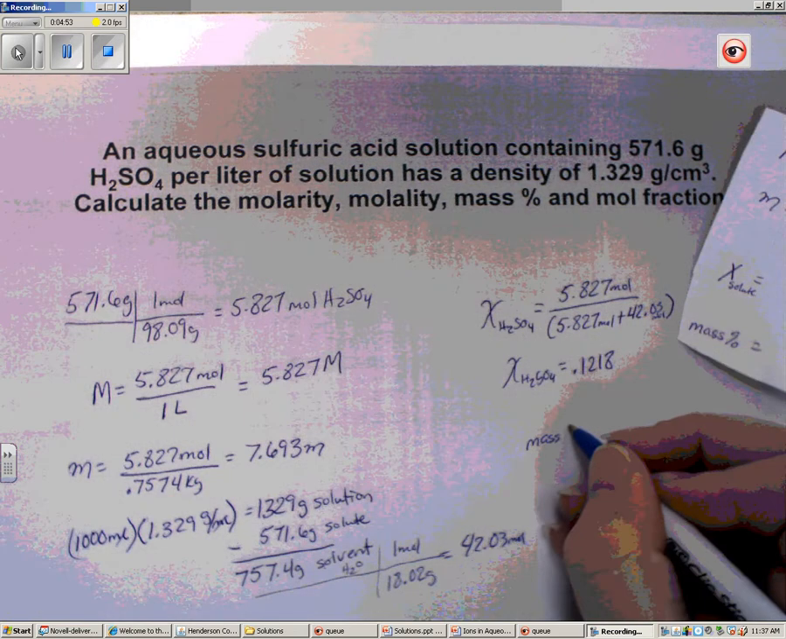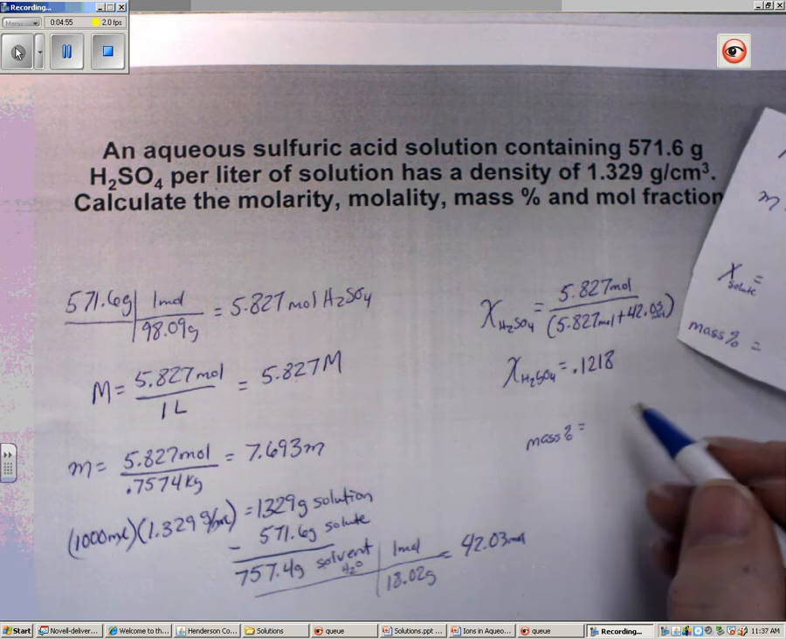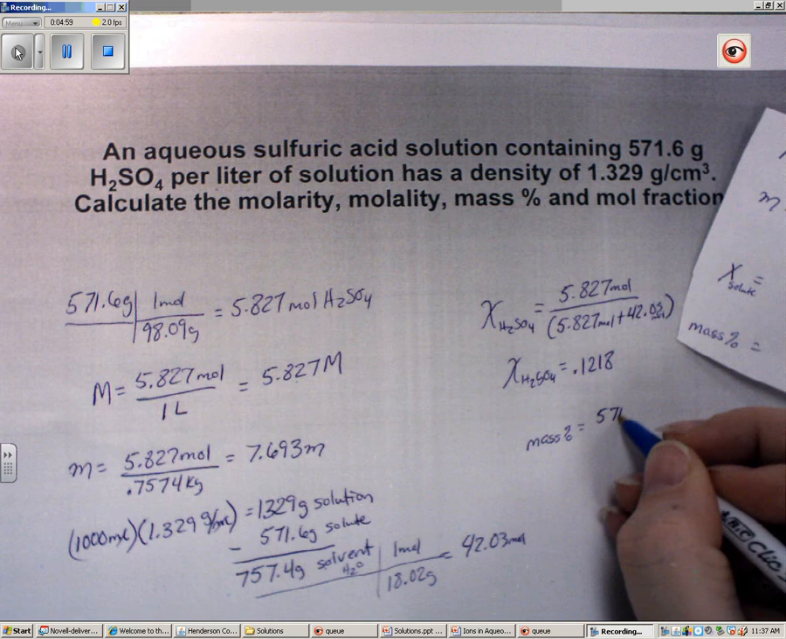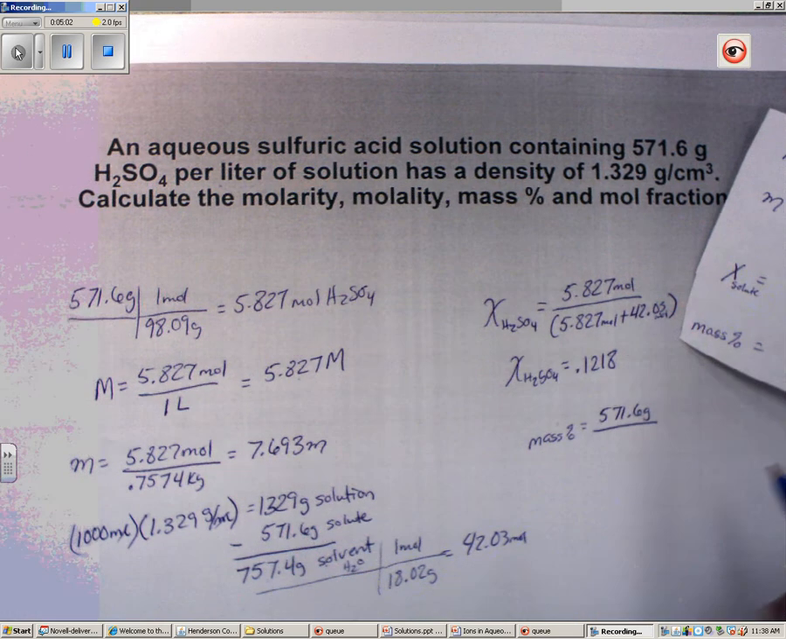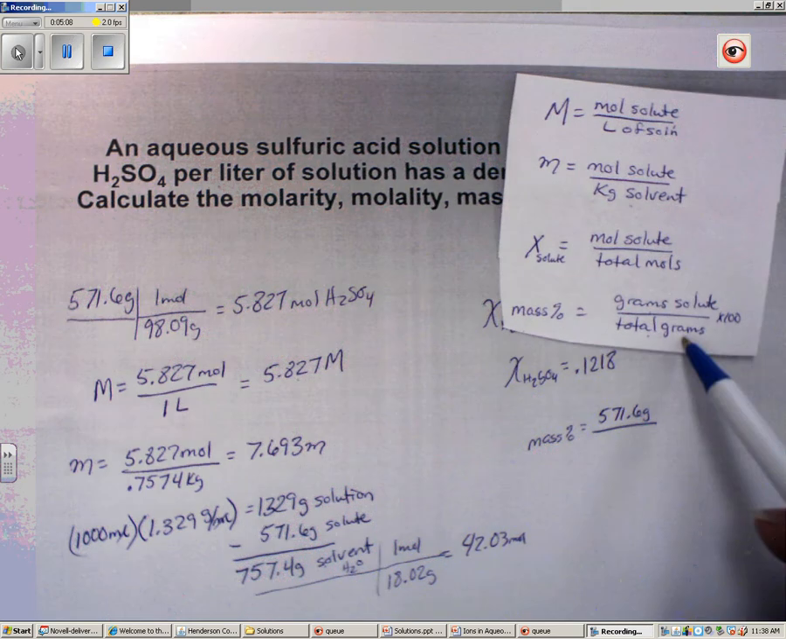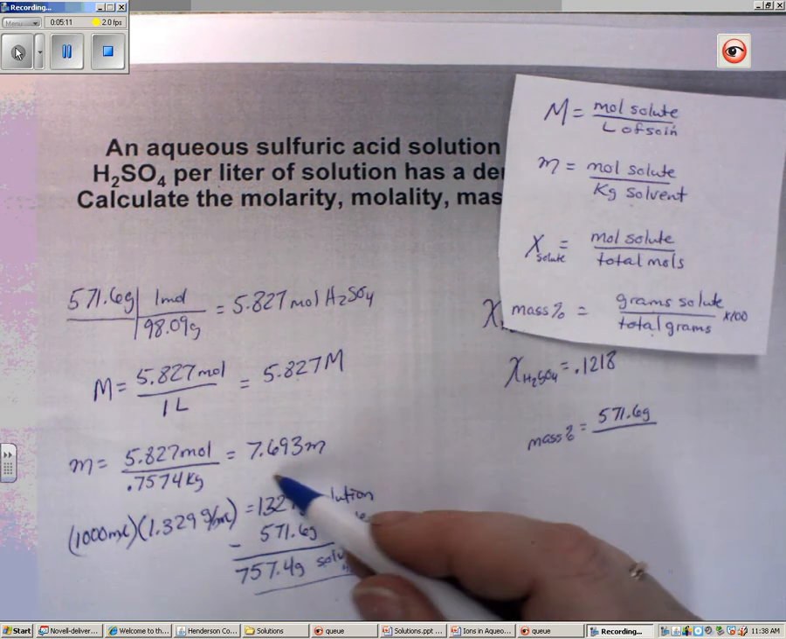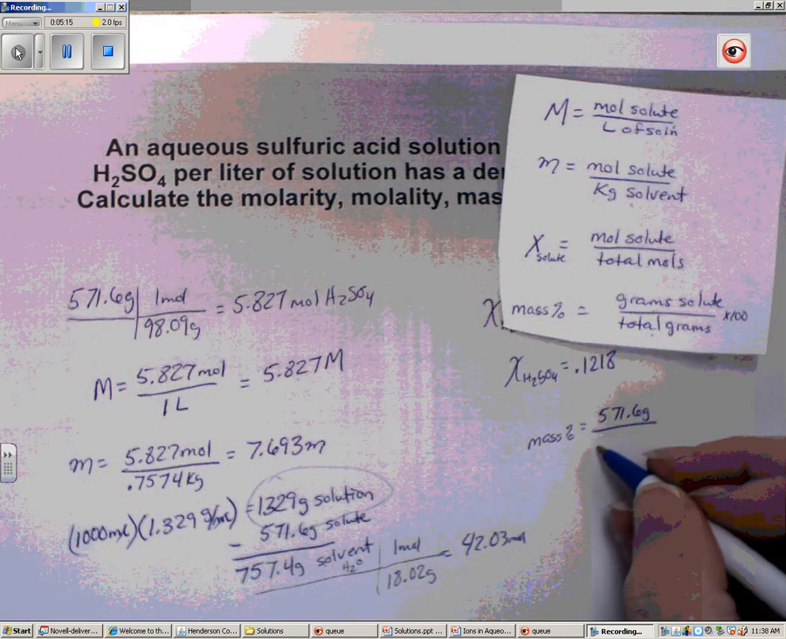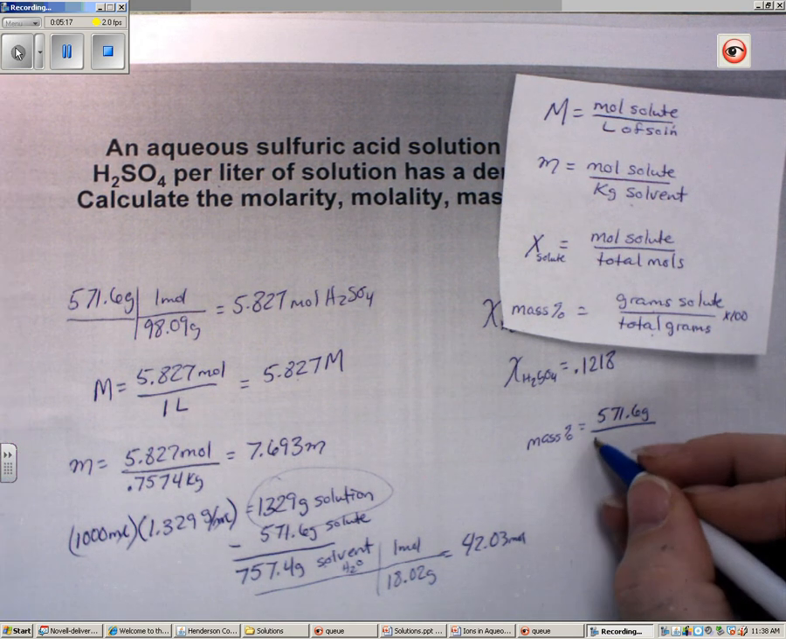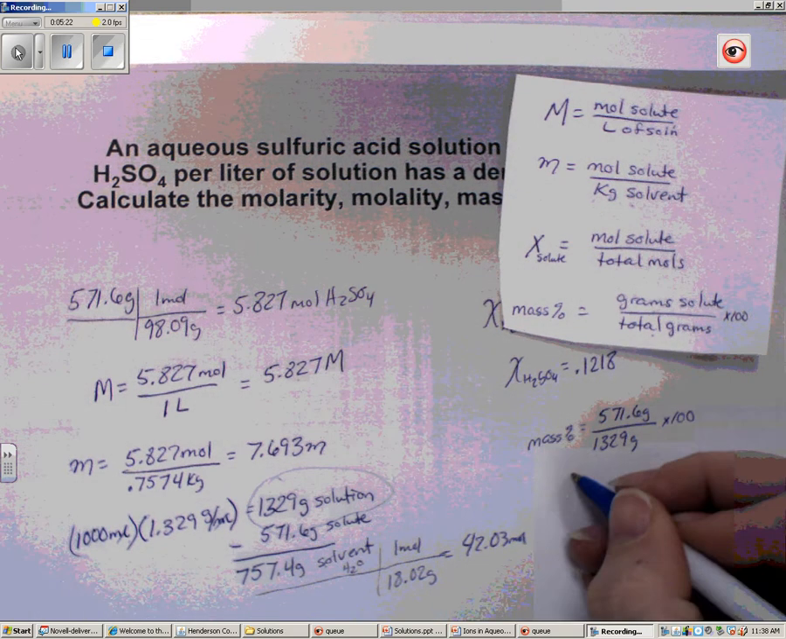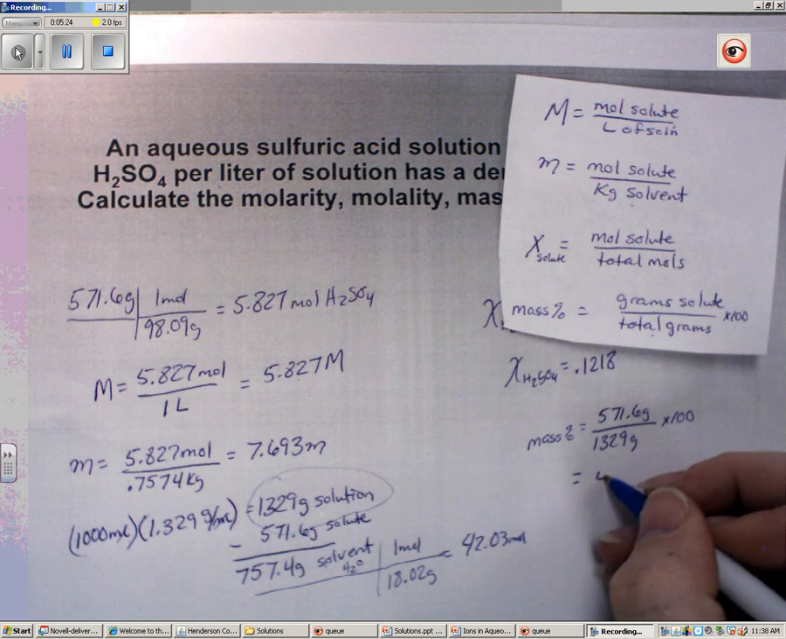So I need my grams of solute, and so that's going to be 571.6 grams over the total grams in the solution. Move this back over here. Total grams. Well, I know, oh, over here, I did that calculation, and it was just the volume times the density to give me my mass of solution. So that's 1329 grams times 100. So my mass percent is 43%.